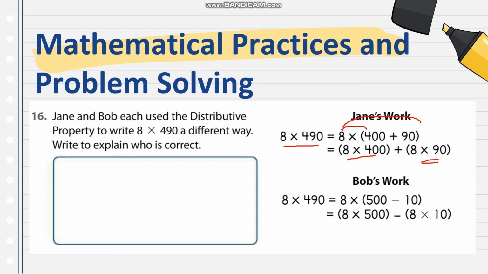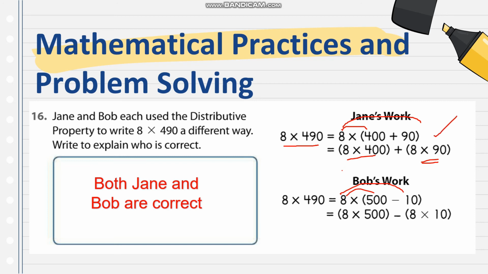But for Bob's work, 8 multiplied by 490 equals 8 multiplied by 500 minus 10. So 8 multiplied by 500 minus 8 multiplied by 10. Then subtract. So what is the answer? The answer is both Jane and Bob are correct. Why are they both correct? Jane's work used addition and the distributive property, and Bob's work used subtraction and the distributive property.